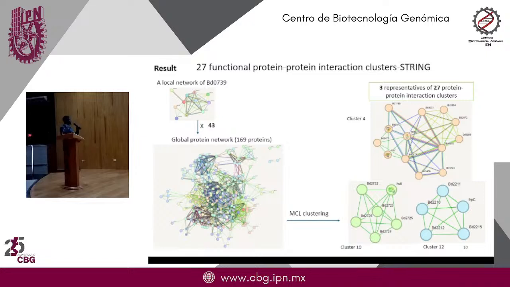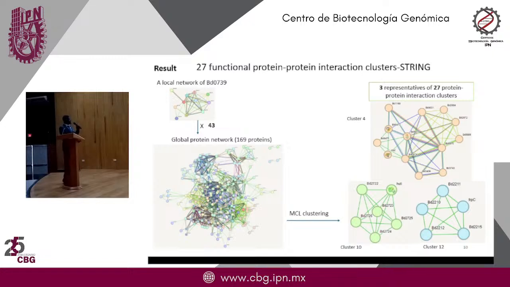So here is an example of a local interaction network for the BD0739, with interactions to 43 other proteins. So we had a robust global protein interaction network, which does not just consist of any protein. It consists of proteins that are relevant to the attack phase and that have been shown by publications or by experiments to be important for Bdellovibrio predation, excuse me.